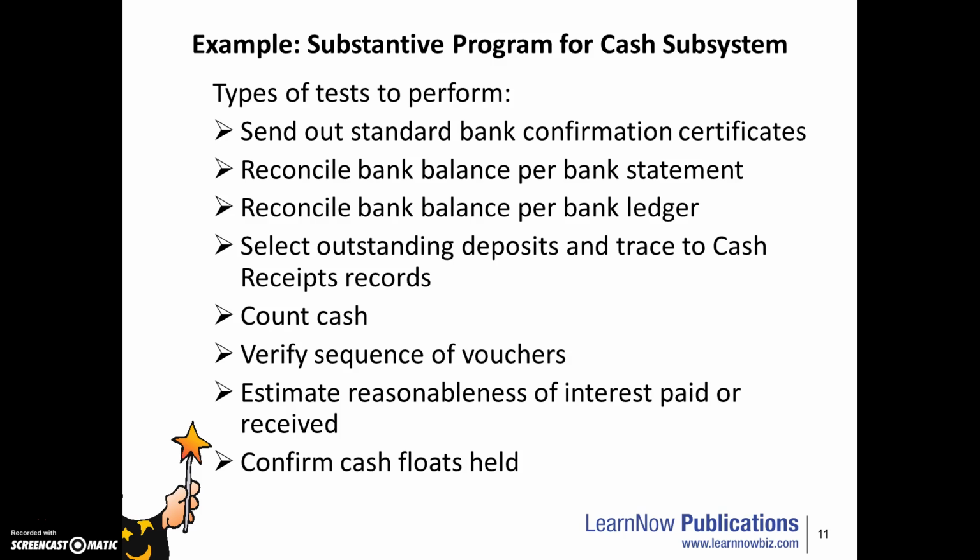So what are the tests that we can perform for this subsystem of cash? Sending out bank confirmation certificates. We're reconciling the bank balance per the bank statement with the ledger. We're selecting some outstanding deposits and tracing them to the cash receipts records. We're counting cash. We're verifying the sequence of vouchers. We're estimating reasonableness of interest paid or received, and we're confirming cash floats held.